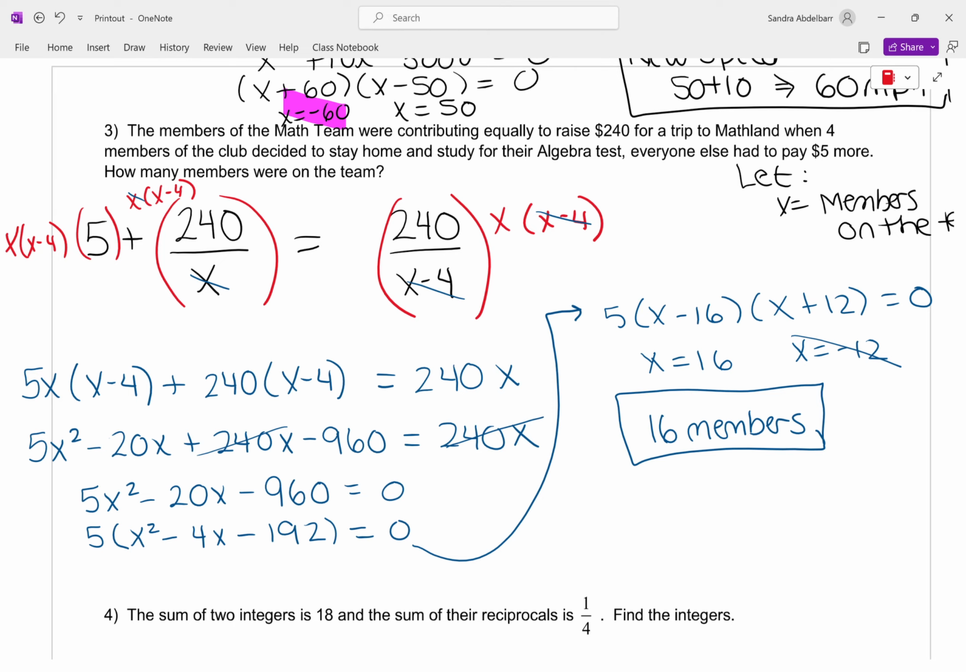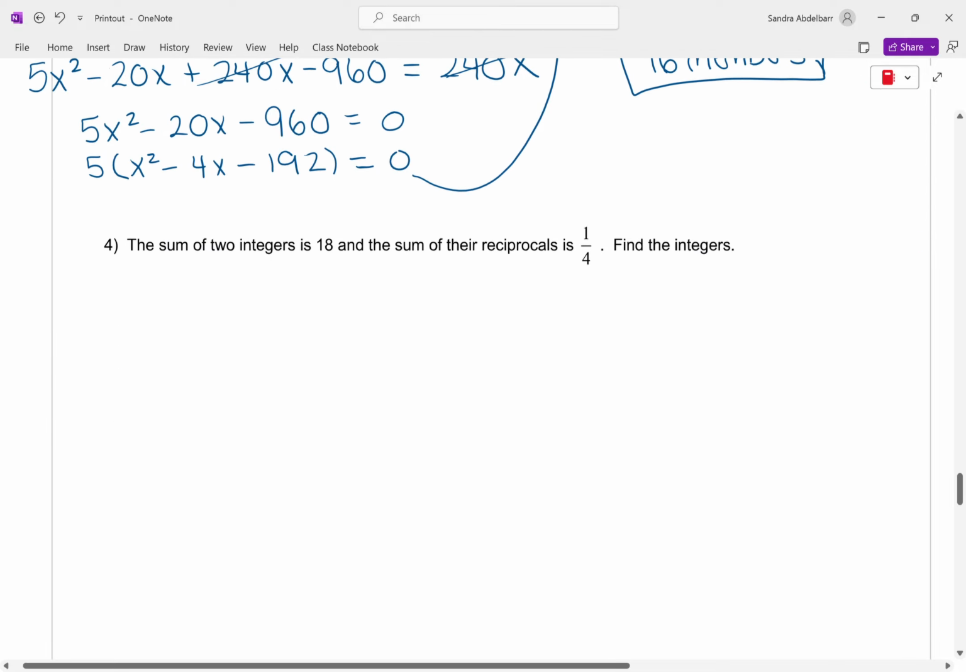Can I go on to number 4? Yeah? Okay. The sum of two integers is 18, and the sum of their reciprocals is 1/4.